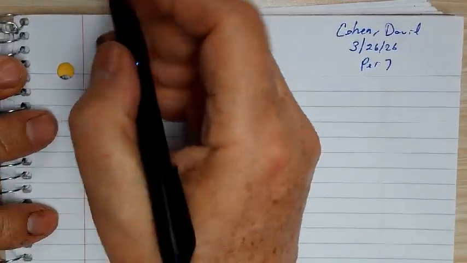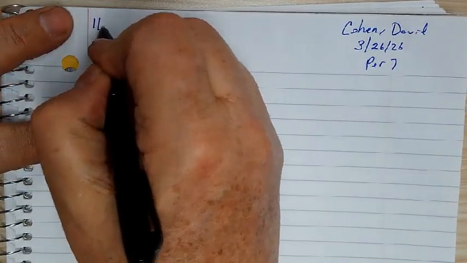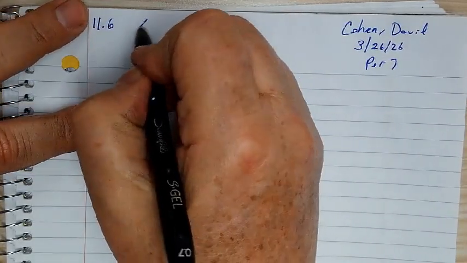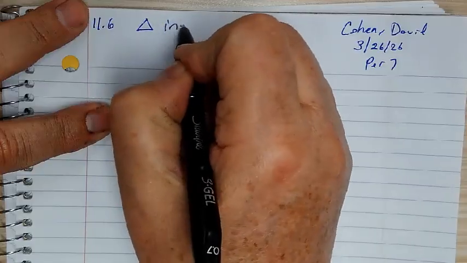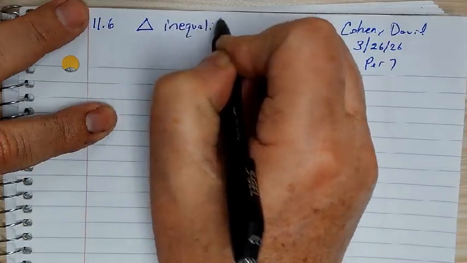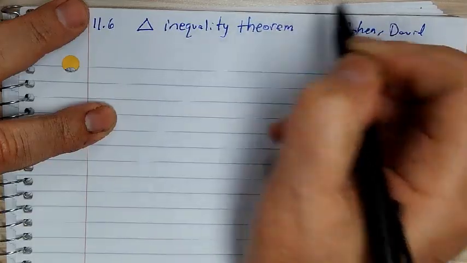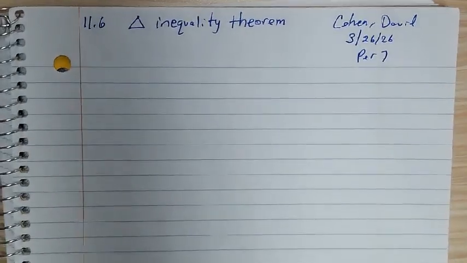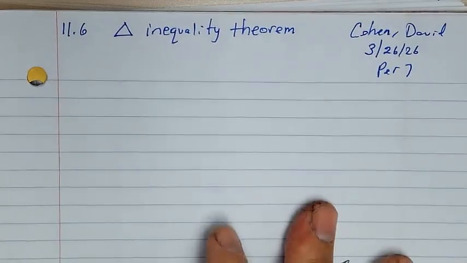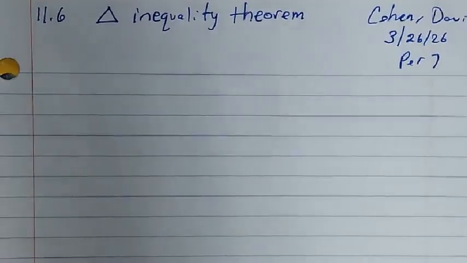Okay, and here goes. This comes to you from 11.6, and it's called the triangle inequality theorem. Just like that. Triangle inequality theorem.